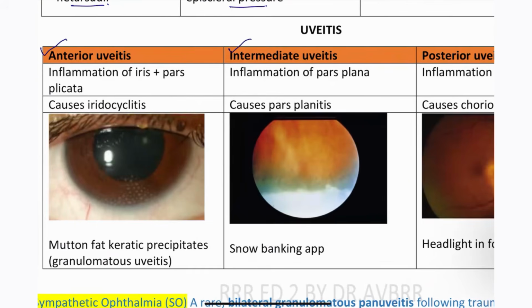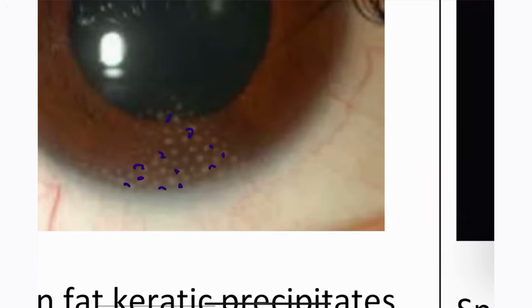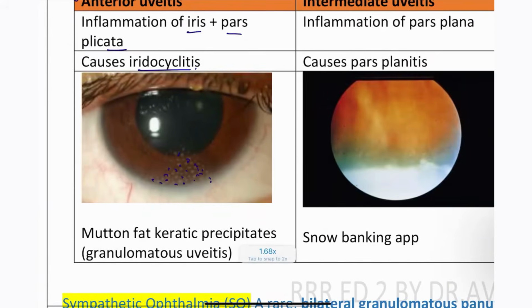Next, moving on to uveitis, the second most layer, and it is divided into anterior uveitis, intermediate, and posterior. Anterior uveitis includes the iris and also the pars plicata. So it will cause iridocyclitis, which is the same inflammation. Here you can see the mutton fat keratic precipitates that you are going to see if there is an inflammation near the iris. This is the granulomatous type.